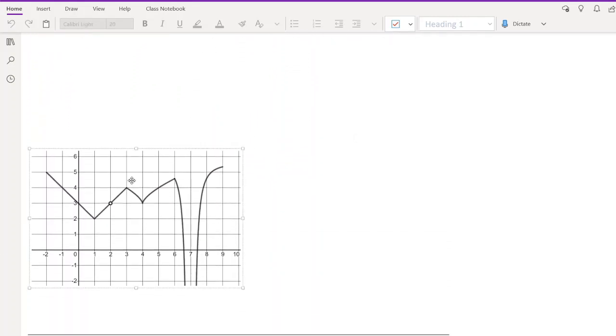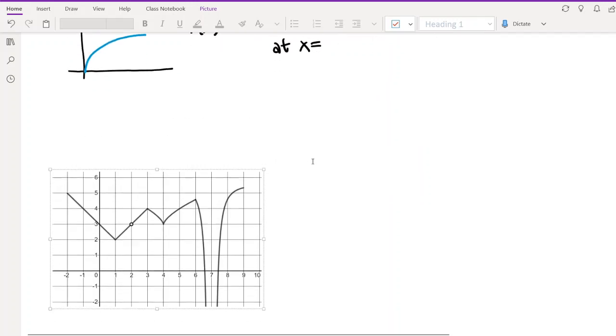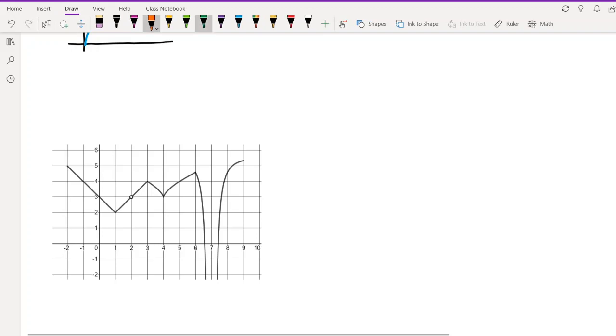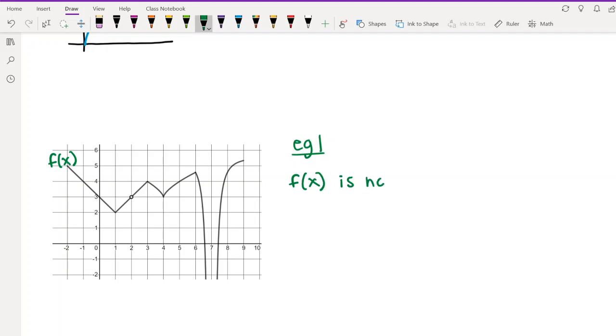So just to give a quick example, here is some function I cooked up. Let's try to come up with the x values where this function is not differentiable. Let's say this function is called f of x. This function f of x is not differentiable at x is equal to -2 because that's an endpoint.